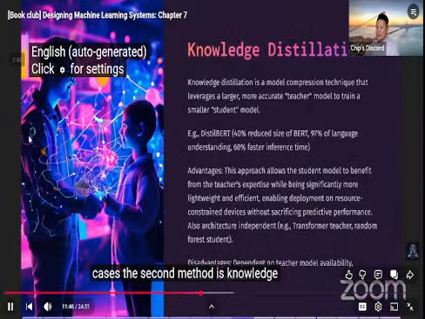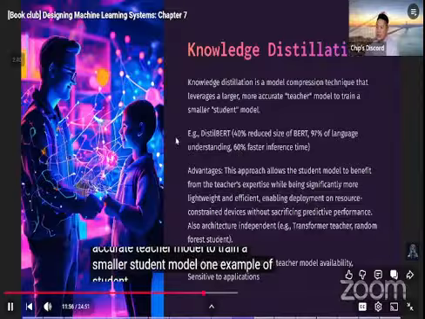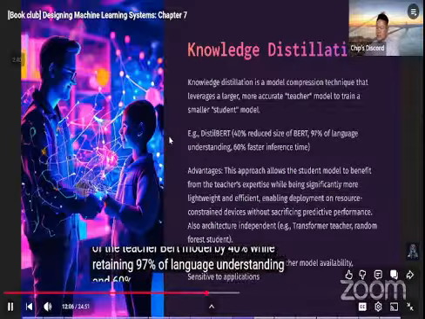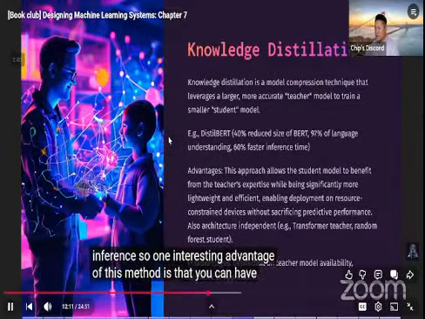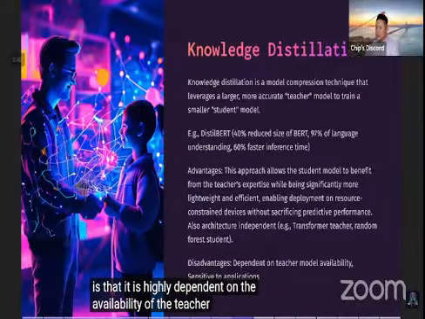The second method is knowledge distillation. This is a model compression technique that uses a large accurate teacher model to train a smaller student model. One example of a student model trained by a teacher model is DistilBERT, which reduces the size of the teacher BERT model by 40% while retaining 97% of language understanding and 60% faster inference. So one interesting advantage of this method is that you can have two different architectures for the teacher and students. However, a big disadvantage is that it is highly dependent on the availability of the teacher model.